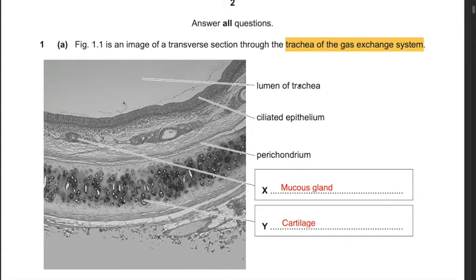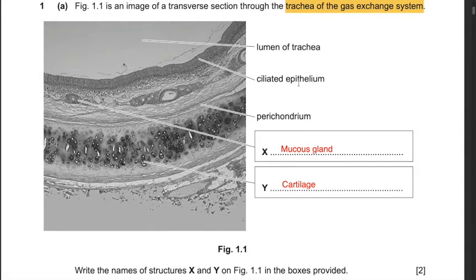Figure 1.1 is an image of a transverse section through the trachea of the gas exchange system. Write the names of structures X and Y on figure 1.1 in the boxes provided. They have given an image of a transverse section through the trachea, and over here you simply have to remember which parts represent which. So they have already labeled the lumen, the ciliated epithelium and a layer called perichondrium, and they are asking us to label X and Y. X is nothing but a mucus gland which produces mucus. Y is cartilage. And over here you simply have to memorize which tissues represent which. So again, X is mucus gland, Y represents cartilage.